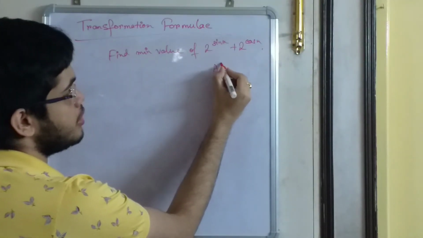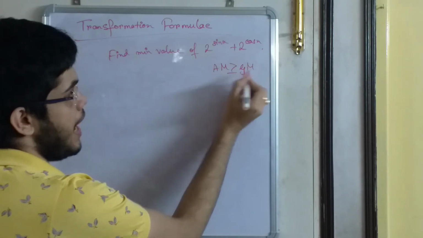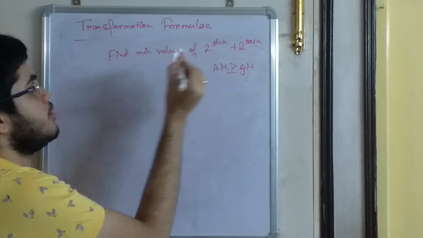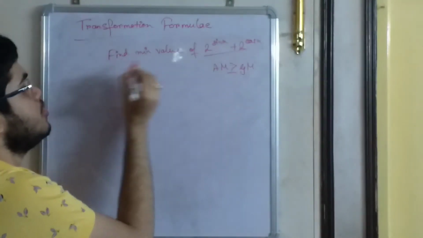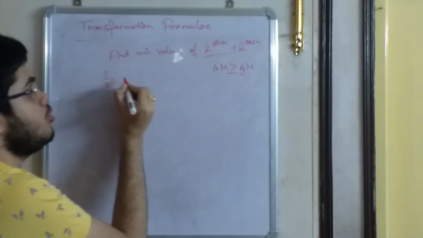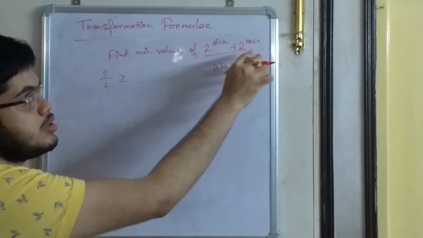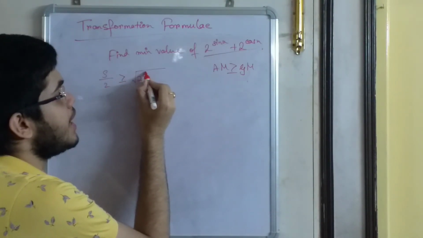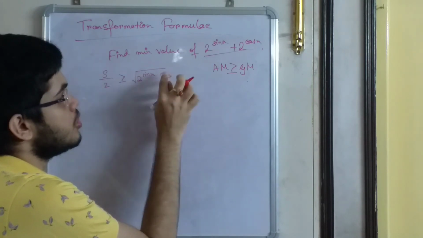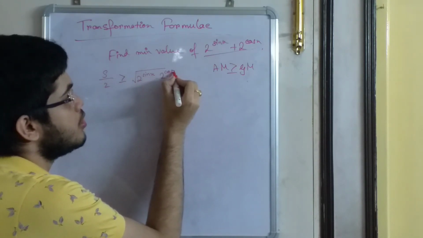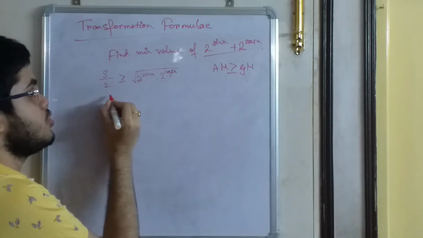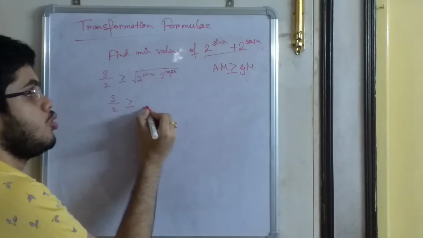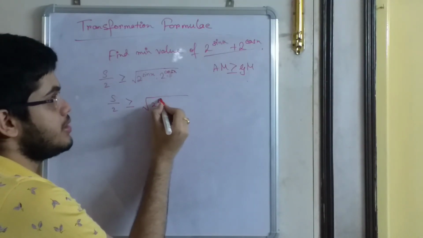Now we all know that AM is greater than or equal to GM. Arithmetic mean is always greater than or equal to geometric mean. So what is the arithmetic mean of these two? Let's take this sum as S. So we are getting S by 2 is greater than or equal to GM of these two, which is root over 2 to the power sin x into 2 to the power cos x. Okay, so S by 2 is greater than or equal to root over 2 to the power sin x plus cos x.